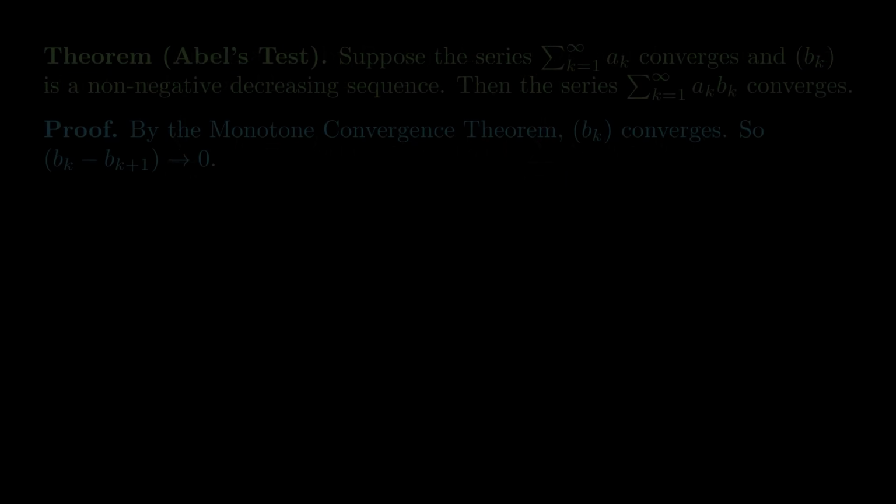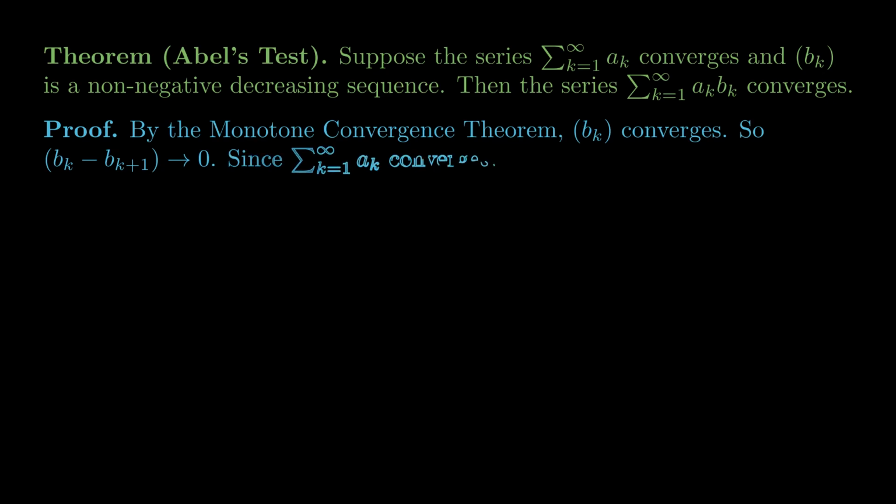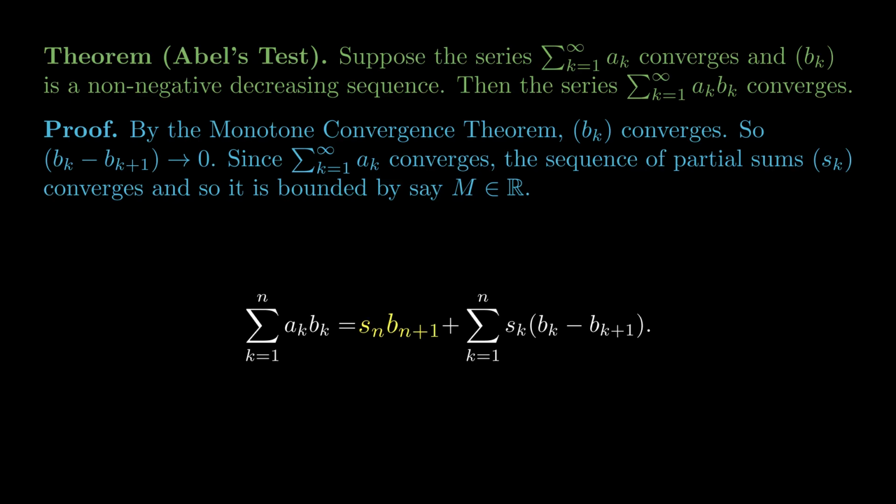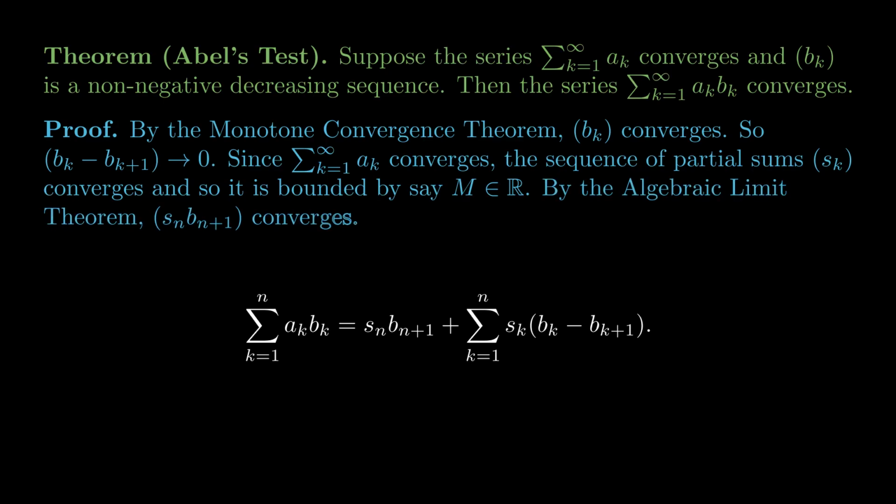Returning to our proof of Abel's test, since the series of the ak converge, the sequence of their partial sums, Sk, converges, and so it's bounded by, say, some real number m. Looking at the summation by parts formula, the sequence Sn Bn plus 1 converges by the algebraic limit theorem, because Bn plus 1 is just a scalar, and the sequence Sn we already know converges. And for the sequence whose terms come from that summation in the second term on the right-hand side, we want to apply a comparison test using the bound big M, but some of the terms might be negative.